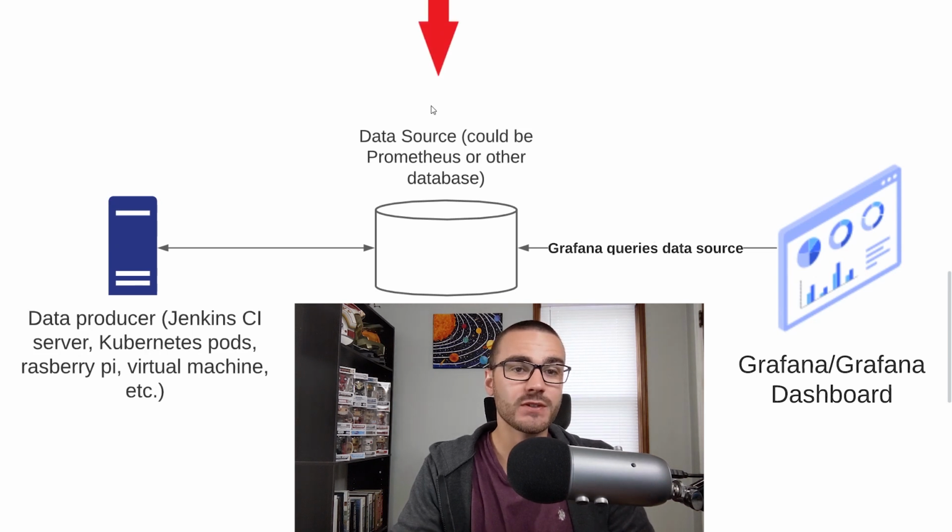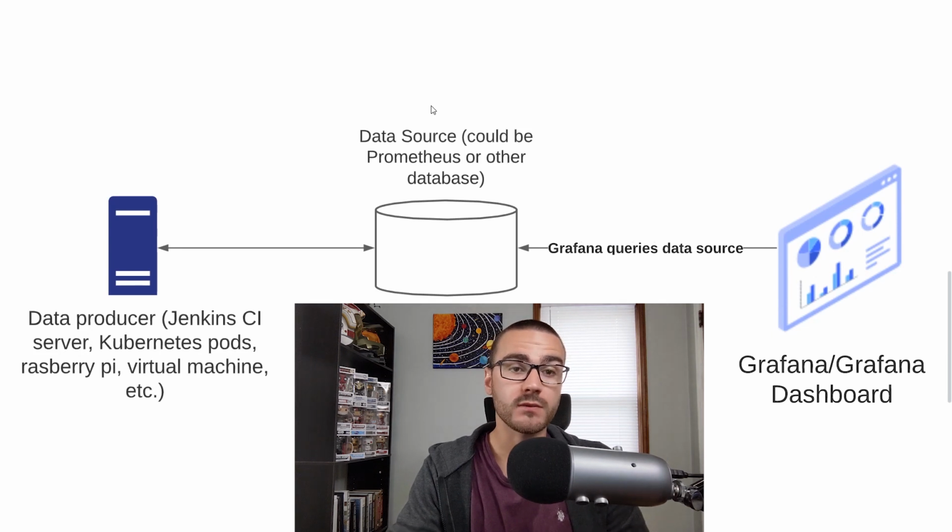And the data source in this diagram is a database such as Prometheus or InfluxDB or another database like MySQL, for instance. And that database is connected to the data producer. And depending on the type of database, it will either pull data from the data producer, maybe it's sensor data, so it's pulling temperature data or weather data, or the data producer is configured to push data to the database. So it depends really on the type of data source.